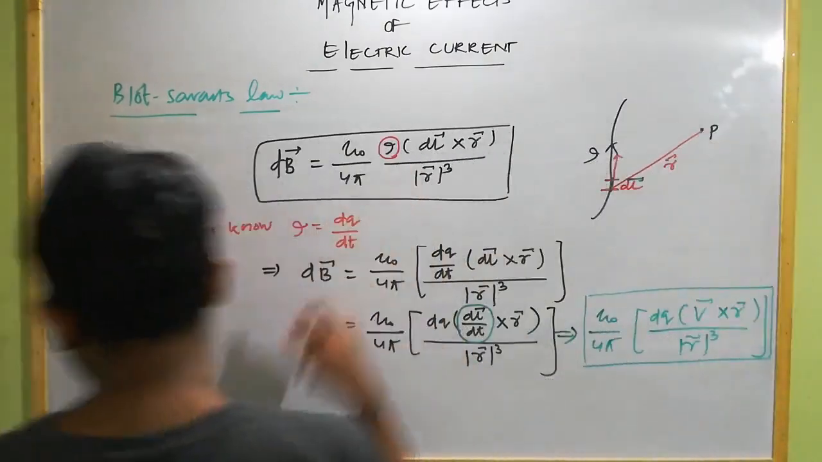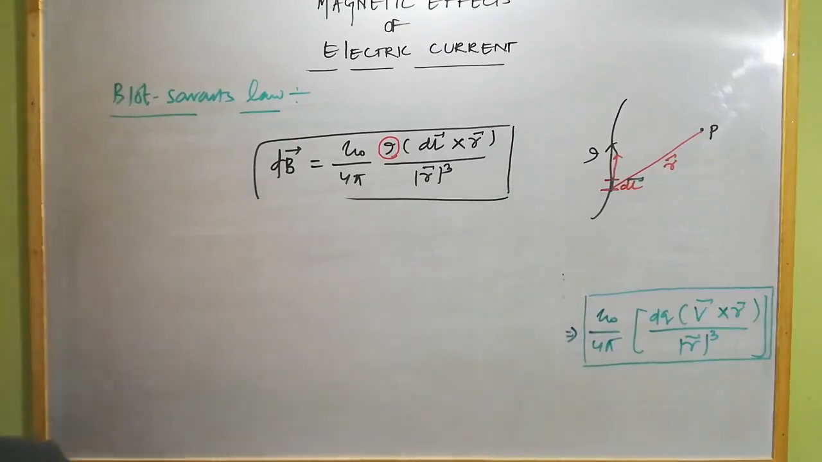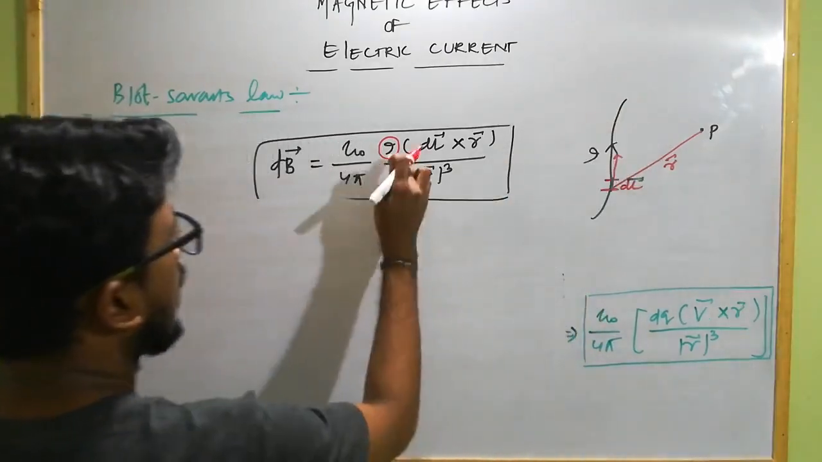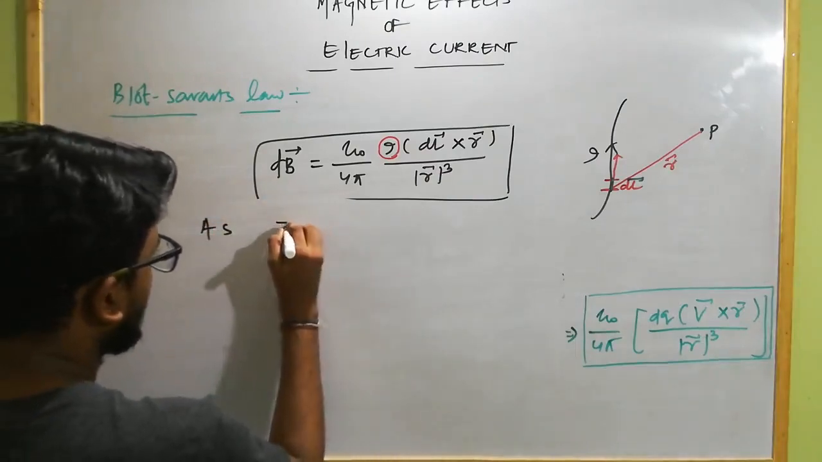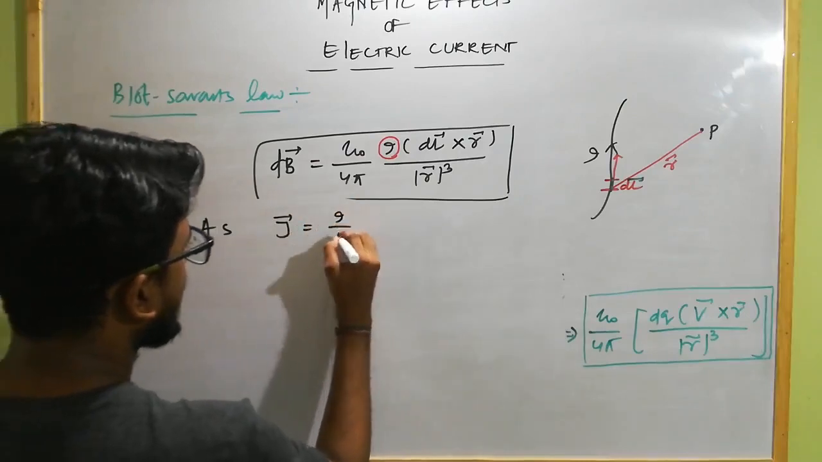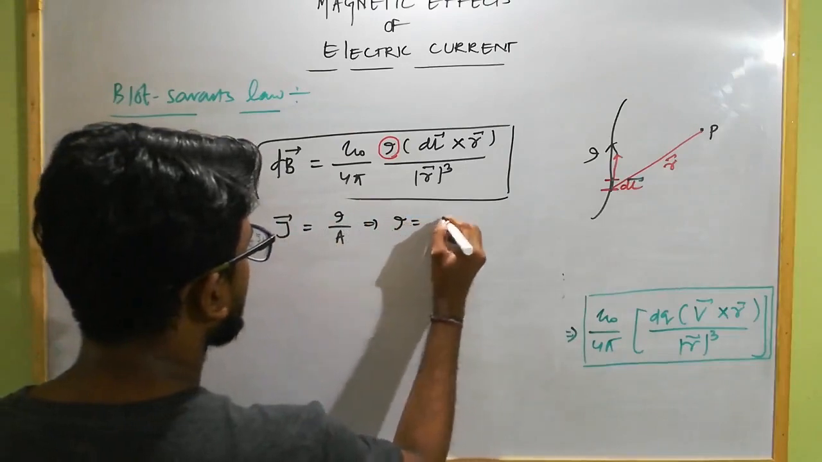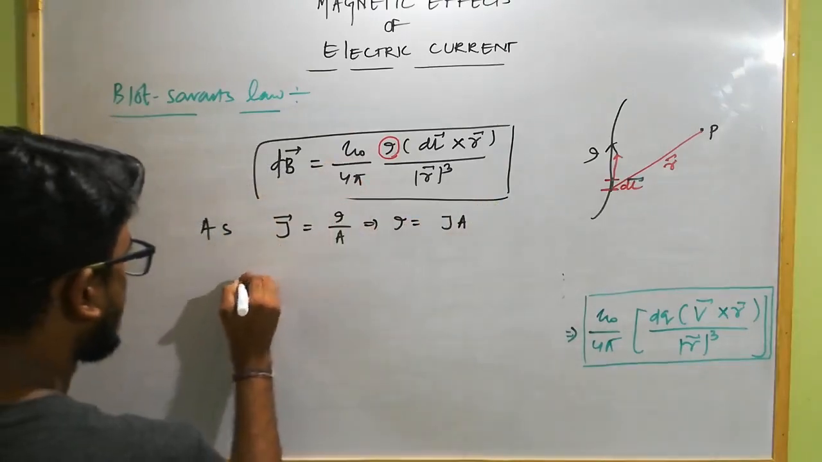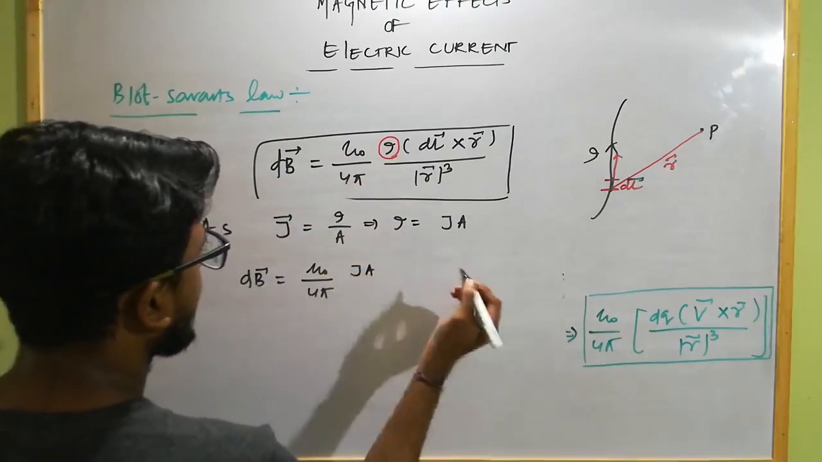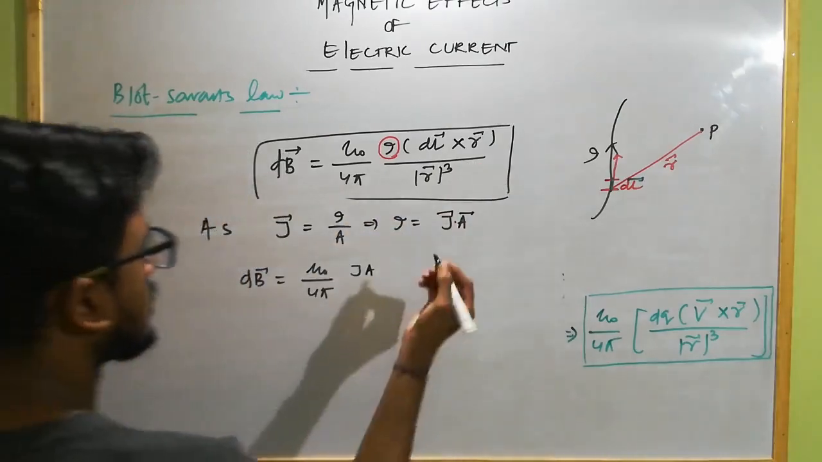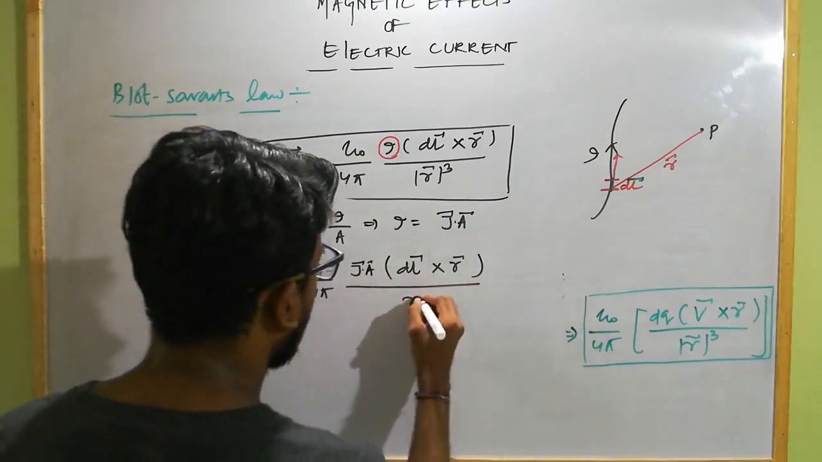Clear? Or else, from this expression I dl cross r, we can also write it using J vector, the current density, which can be written as I by A. So from this we can write I equal to J into A. So this expression can be written as dB vector equal to mu naught by 4 pi, in place of I we can write J A, or this can be J vector dot A vector, into dl vector cross r vector divided by r vector mod cube.